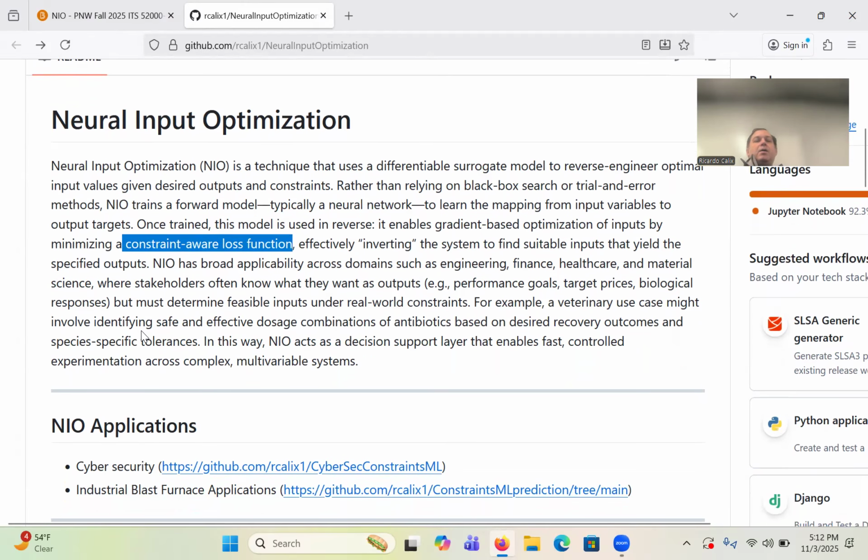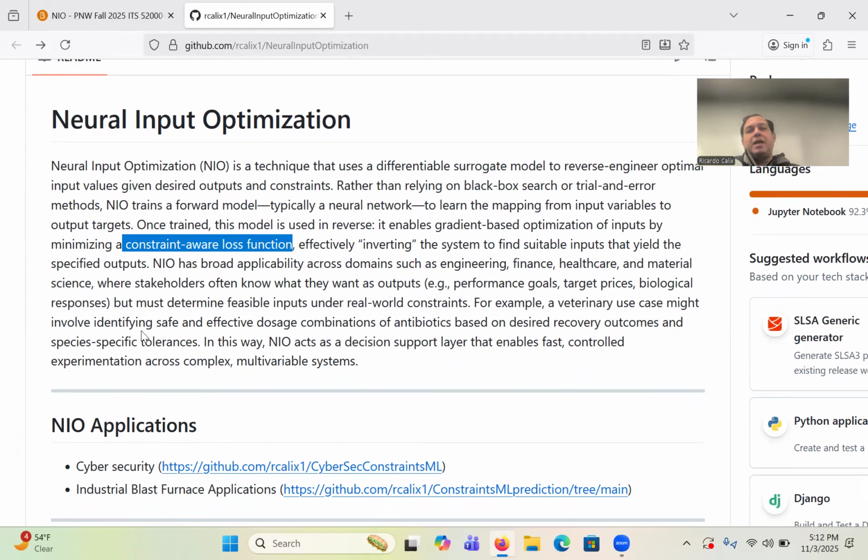Okay. NIO has broad applicability across domains such as engineering, finance, healthcare, and material science, where stakeholders often know what they want as outputs, e.g., performance goals, target prices, biological responses, but must determine feasible inputs under real-world constraints.